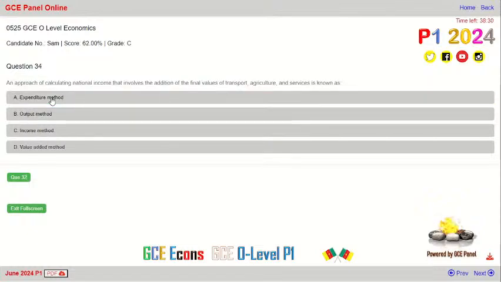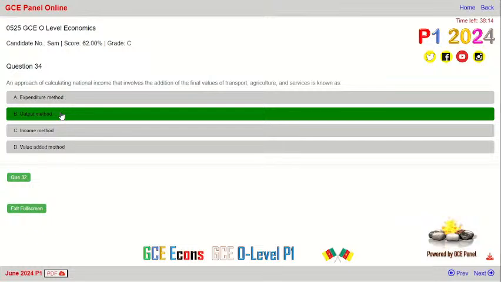An approach of calculating national income that involves the addition of final values of transport, agriculture, and services is known as final values of transport. Those are outputs, right? So let's say this is the output method. Let's see if you get this one correct.